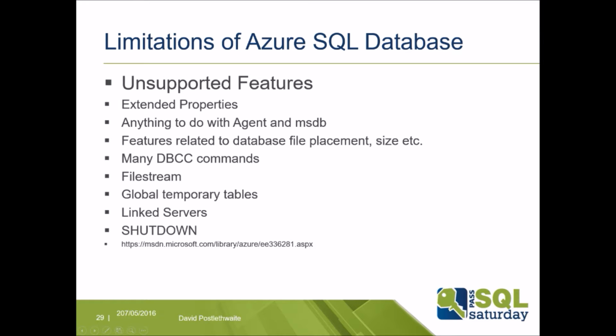There are limitations to Azure, so there are some unsupported features such as extended properties, anything to do with the agent and MSDB because it doesn't exist, anything related to database file placement, file size, file locations, they no longer exist. A lot of DBCC commands are no longer there because you don't have access to the master database. Filestream, as you can see, you can't have linked servers, global temporary tables, and you can't shut down a server. You can turn off a database from the portal, but you can't shut down a server.